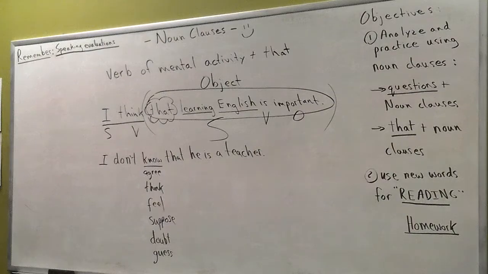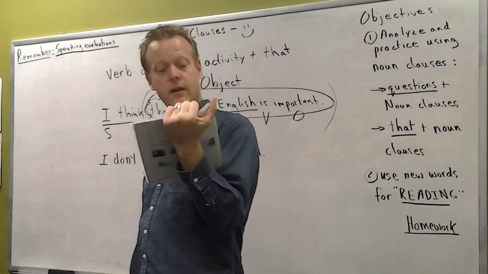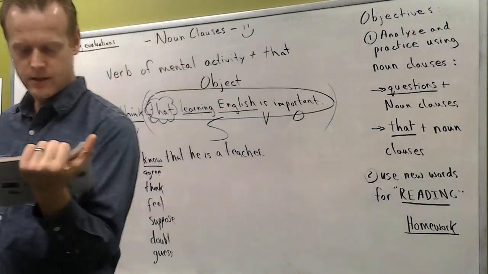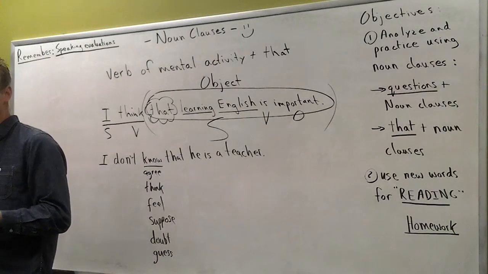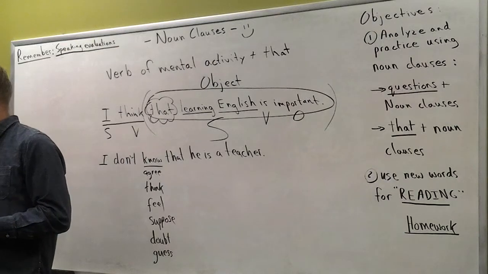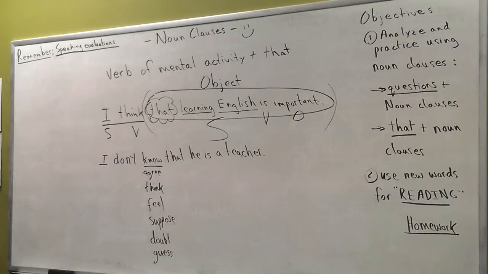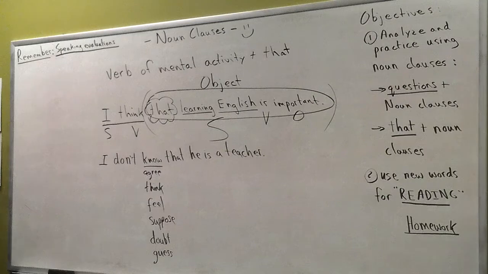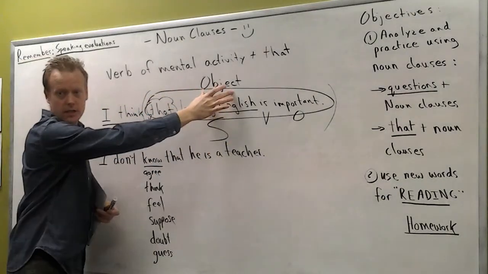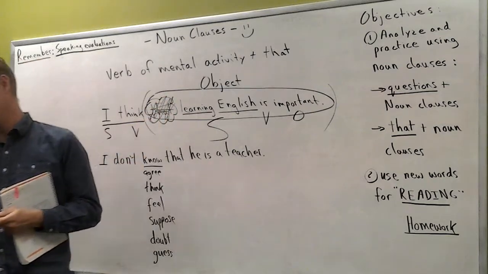Listen, rule number 2. Mohammed, read rule number 2. When a noun clause functions as a direct object, that may be omitted. Do you guys know what omitted means? Omitted means you can kick it out of the sentence. So, whenever the noun clause is the object, I can get rid of the that. You with me?